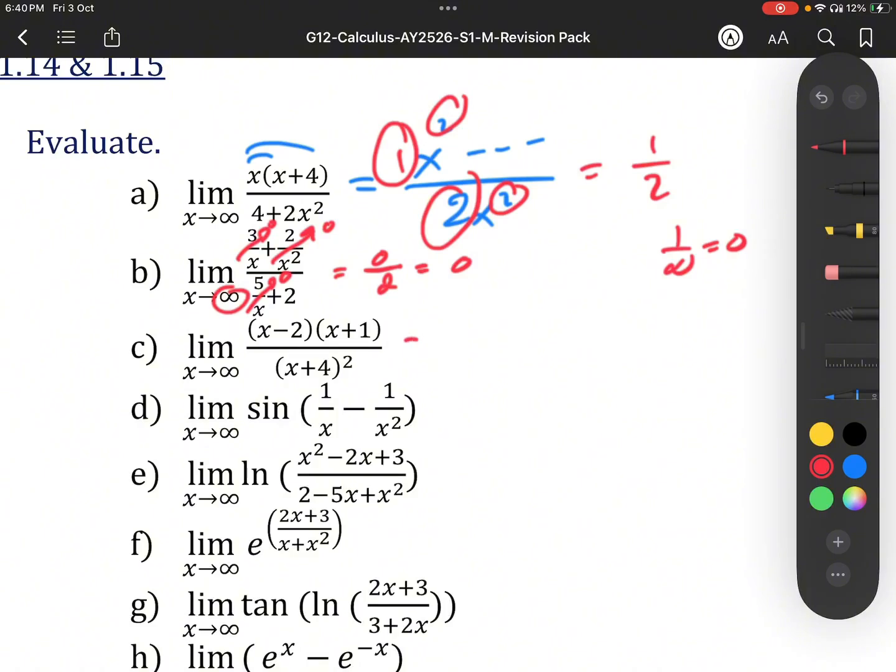C, the same thing. I don't need to multiply all of them, just x and x. Remember, we are comparing the degrees of x. I don't need the others. So x times x is x squared. Down also, I don't need to expand x plus 4 to the power of 2, which is a squared plus 2ab plus b squared. I don't need all of it, I just need x squared. About the rest, I don't care. Dividing the coefficients, 1 divided by 1 is 1.